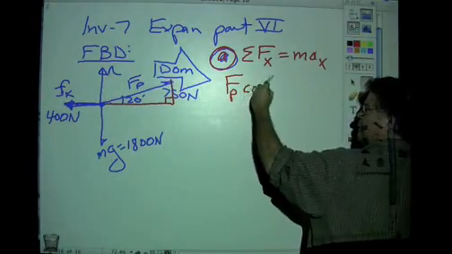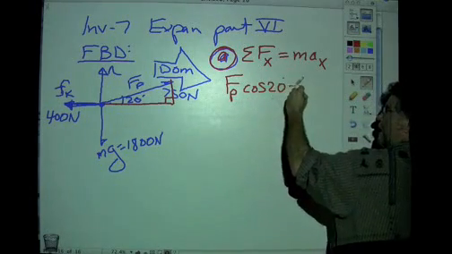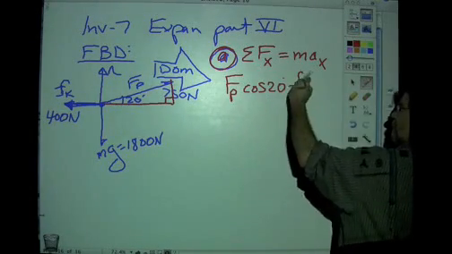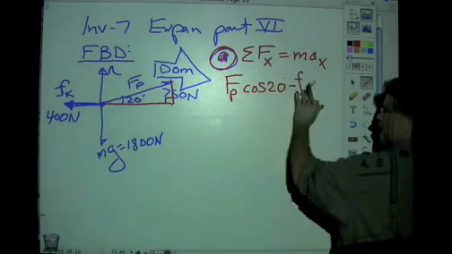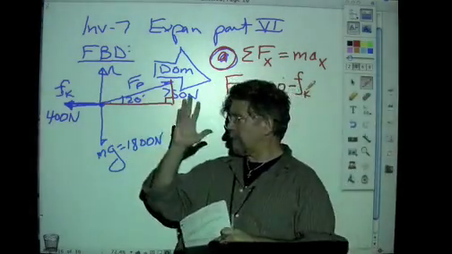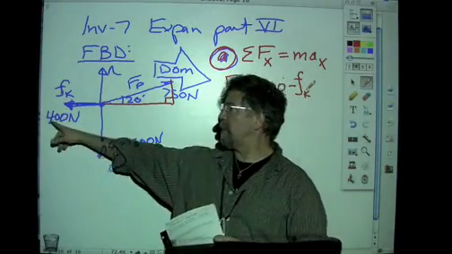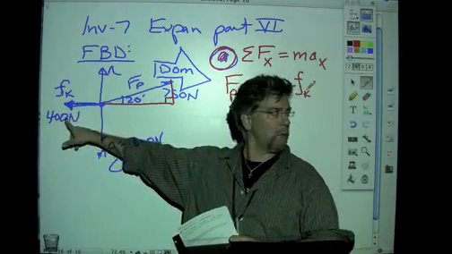So I have F_P cosine 20 minus what? F_K. See, I'm putting my... you tell me, why would it be redundant to put a negative 400 right there? Why is that redundant?